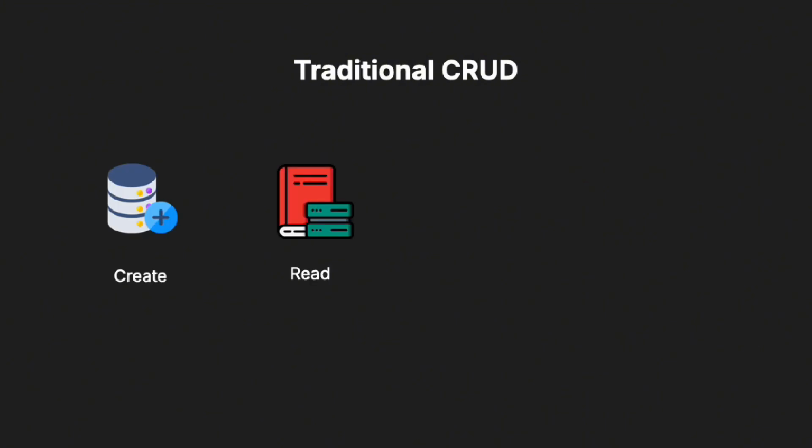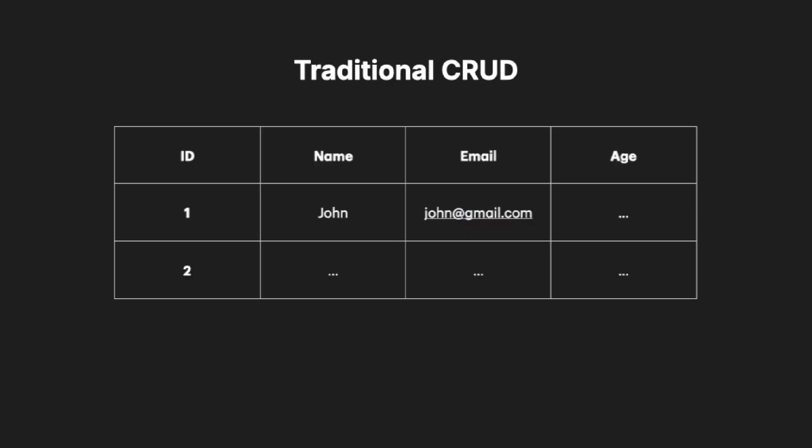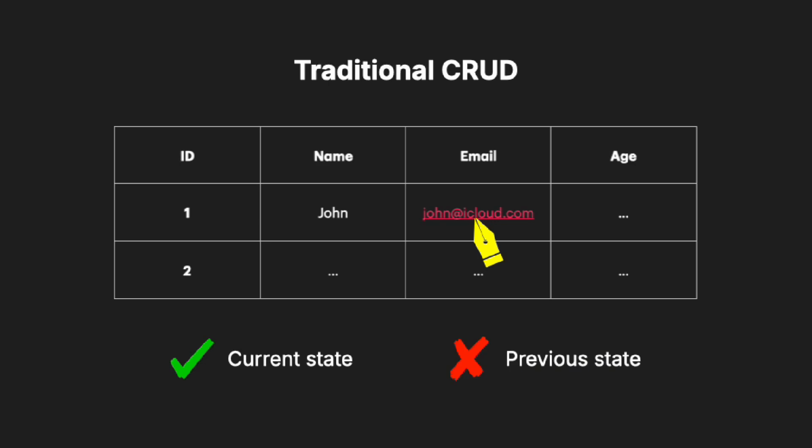Now let's talk about traditional CRUD operations. Create, read, update, delete. This is the conventional way of interacting with databases. The focus here is on directly manipulating the current state of data without necessarily keeping a history of changes. In CRUD operations, user actions directly modify the database state. For example, an update operation overwrites existing data. Unless you implement additional mechanisms, you lose the previous state. The focus is on the current data, and the history isn't retained.